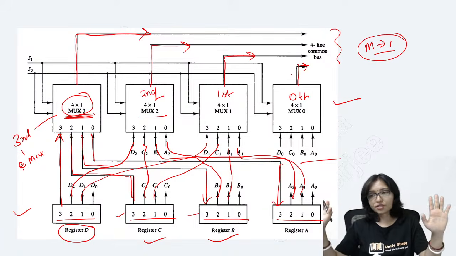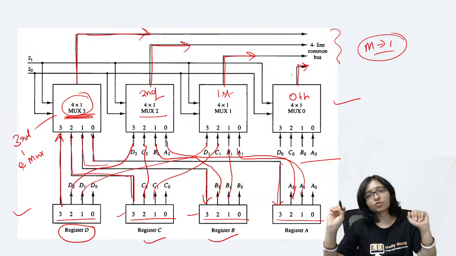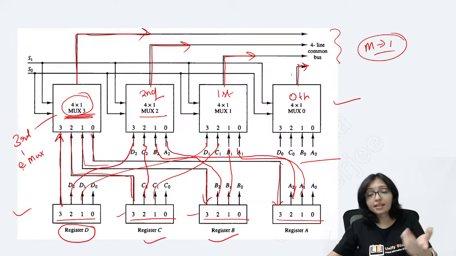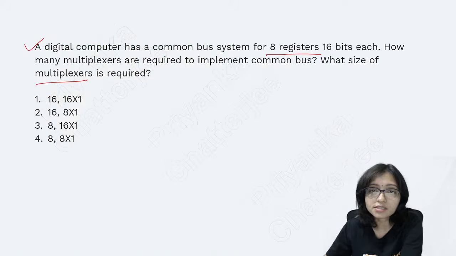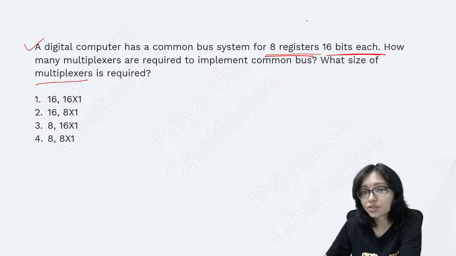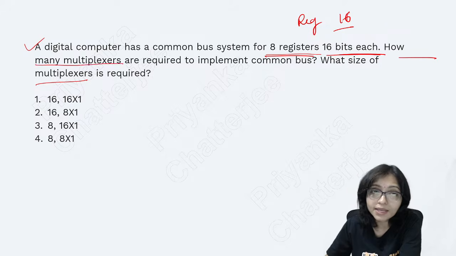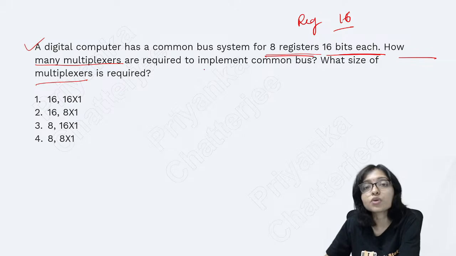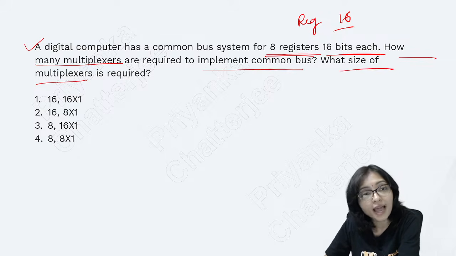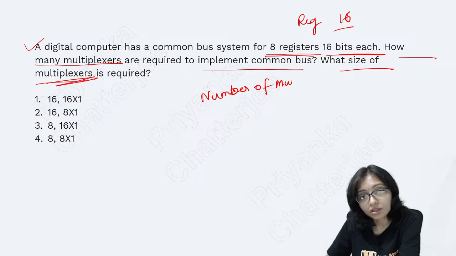This is the architecture. Now in this architecture you have to think. The question was: there are 8 registers, 16 bits each, so each and every register has 16 lines. Now how many multiplexers are required to implement the common bus, and what is the size of the multiplexer? So you have to think about the number of multiplexers and the size of the multiplexer.